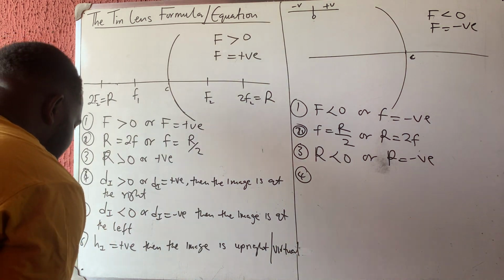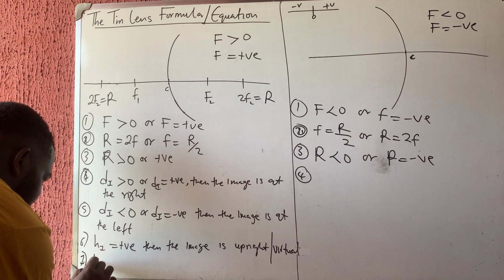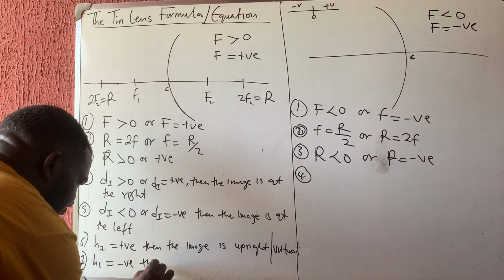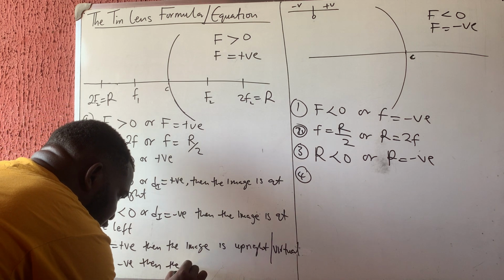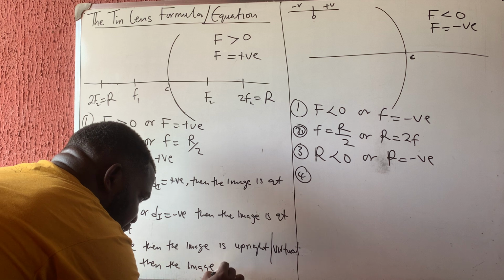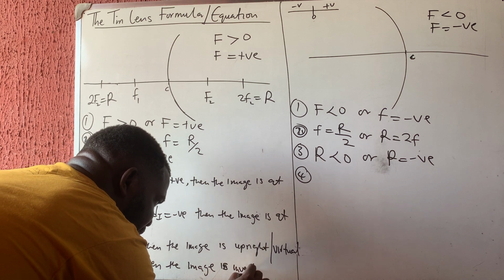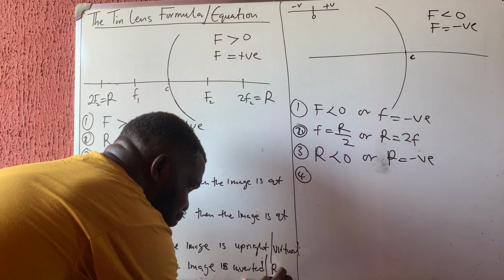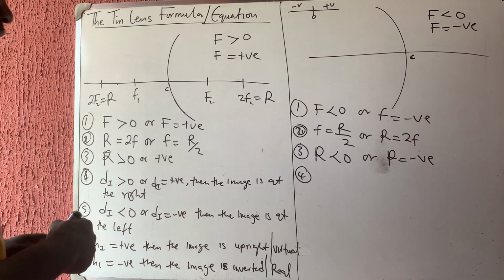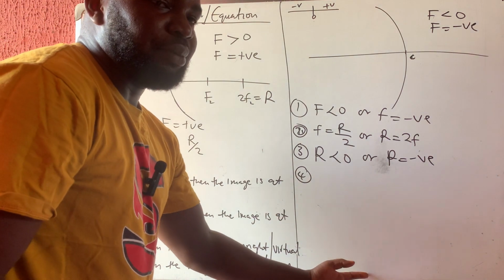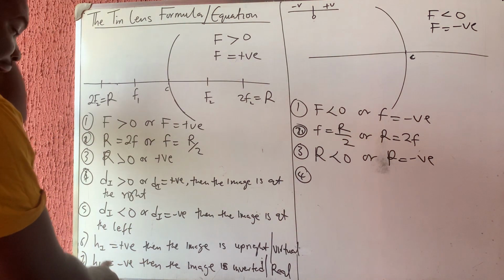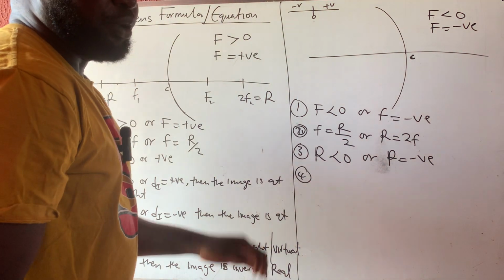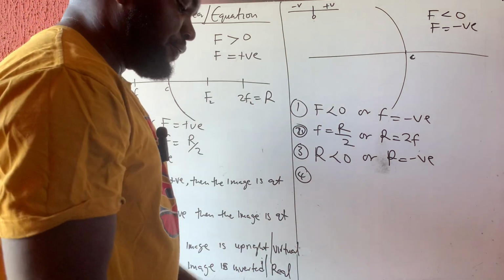Now, if the height of the image is negative, then what happened? Then the image is inverted. And I told you in the previous video that if it is an inverted image, then it's going to be a real image. Okay, the same thing is applicable here. If the height is positive, then you are standing straight, upright. But if it is negative, then you are inverted.